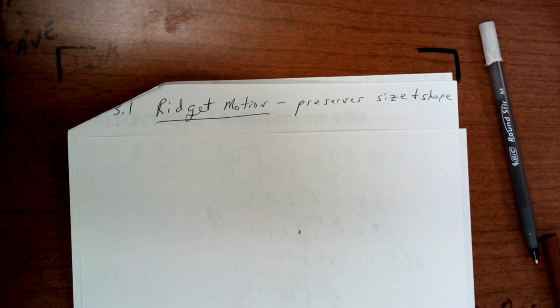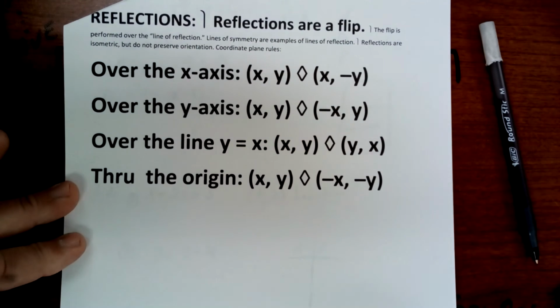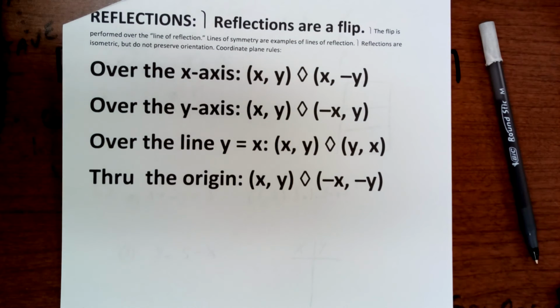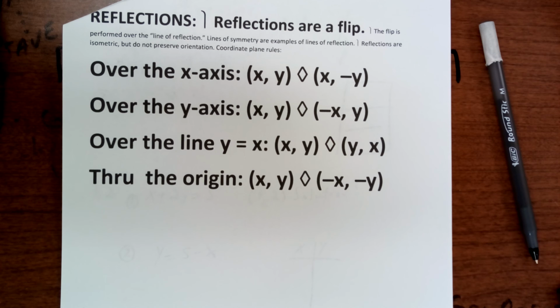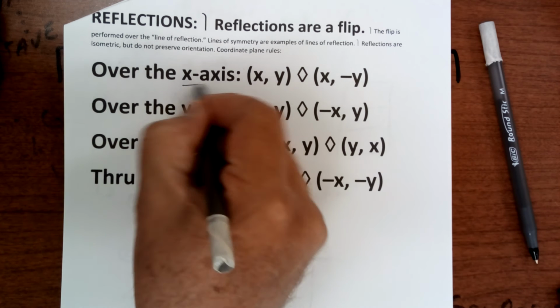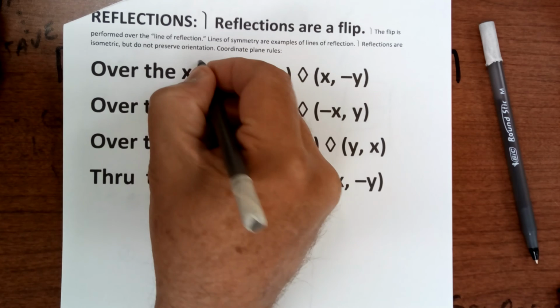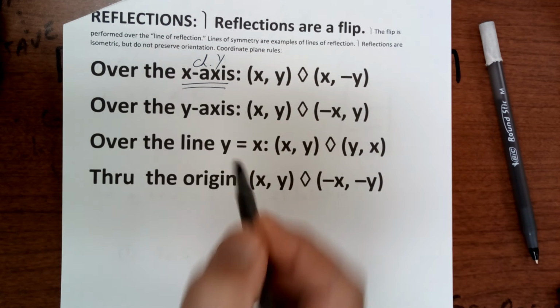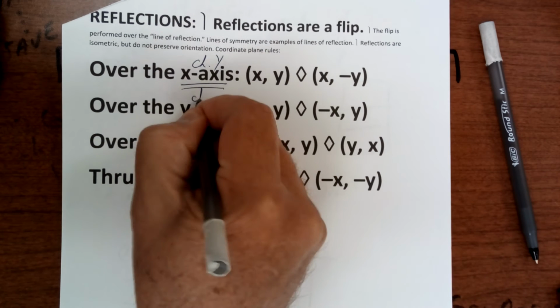Now I want you to copy down these rules here, and you need to memorize them. Copy them down just like this. Okay? So a quick way to do this is, if you reflect it over the x-axis, you change the y. If you reflect it over the y, you change the x.